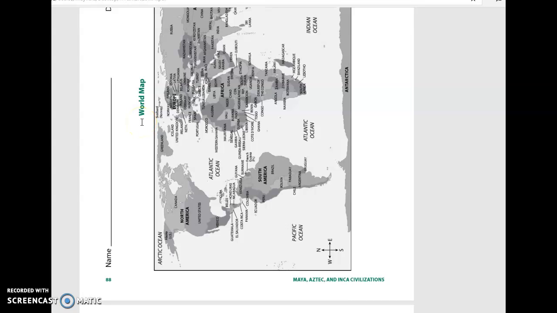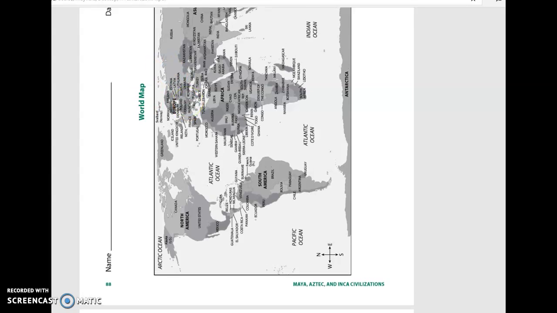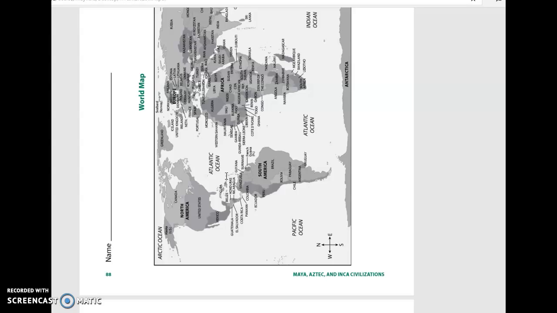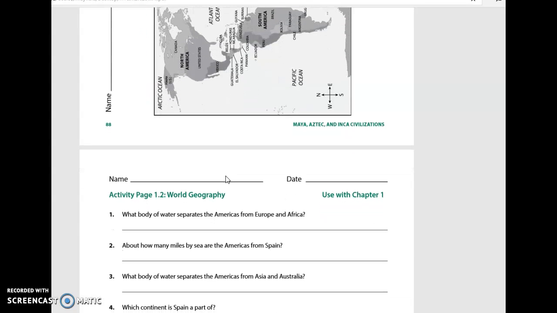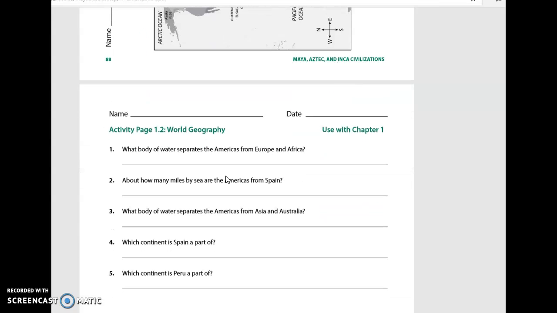Guys, so this is going to be our first activity as we learn about the Maya, Aztec, and Inca civilizations. So, our first thing that I'm going to have you guys do is look at this world map. Now, this is a world map of today, of the countries that we have today in the world. Okay, so you're going to answer some questions about these countries and bodies of water that are around them or separates them or those kind of things.